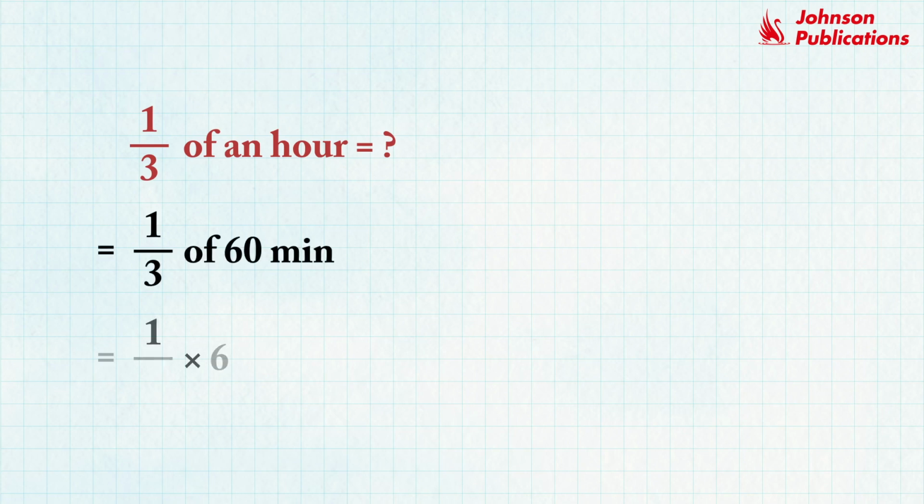Let us see another example. What is 1/3 of an hour? 1/3 of 60 minutes means 20 minutes.